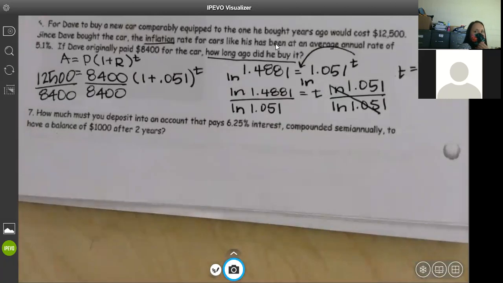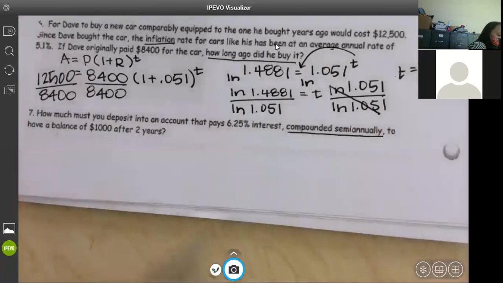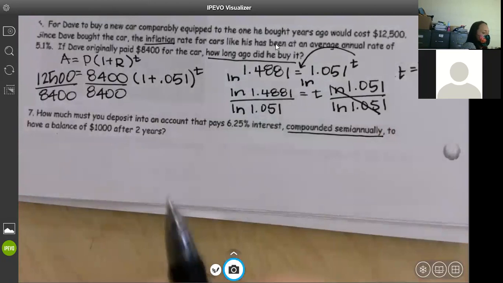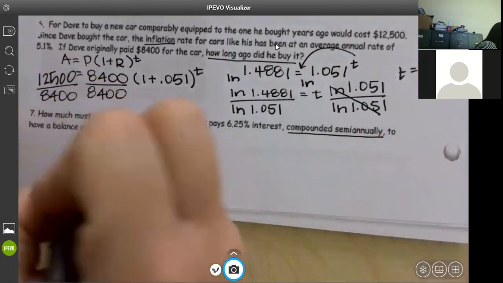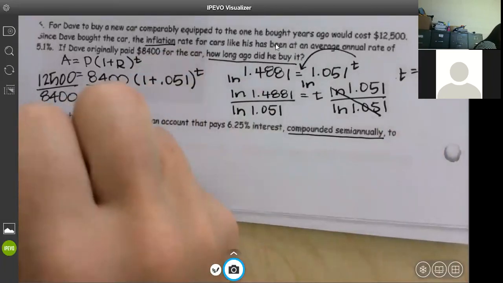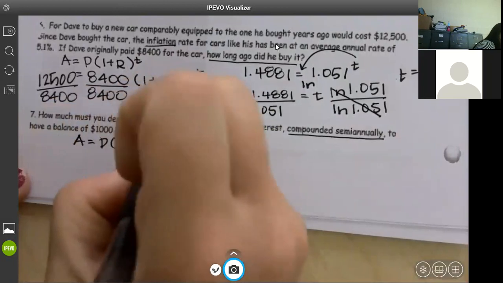How much must you deposit into an account that pays 6.25% interest compounded semi-annually to have a balance of $1,000 after 2 years? So what formula am I using? Compounding. P times (1 plus r over n) to the nt.